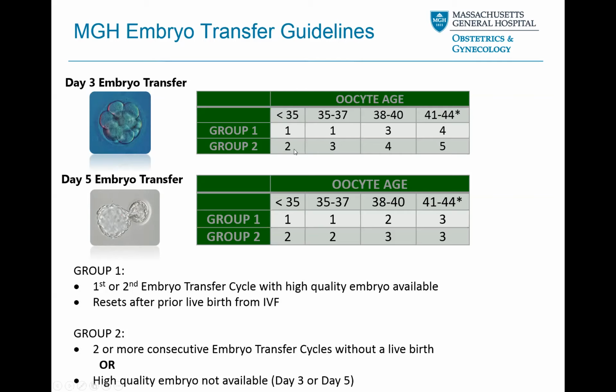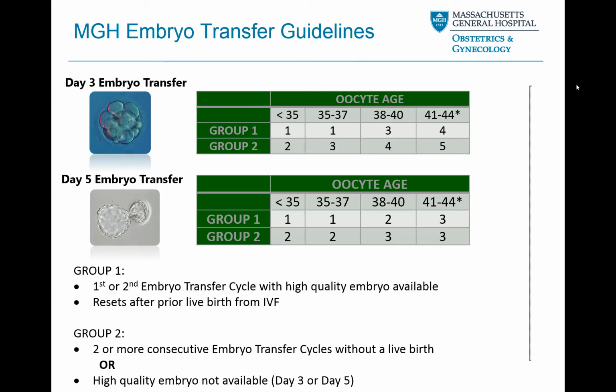Group 2 is for patients that maybe have had a couple of failed pregnancies, or maybe they don't have high quality embryos in their cohort, and they would be served best by transferring more embryos at a time. This is on a case-by-case basis, but we've established guidelines here as well. One thing you can notice, this top table is based on day 3 embryo transfers, and we tend to transfer more embryos on day 3. But if it's day 5, we're better able to select the higher quality embryo, and so we transfer fewer embryos on day 5, just because the risk of twins is much higher.